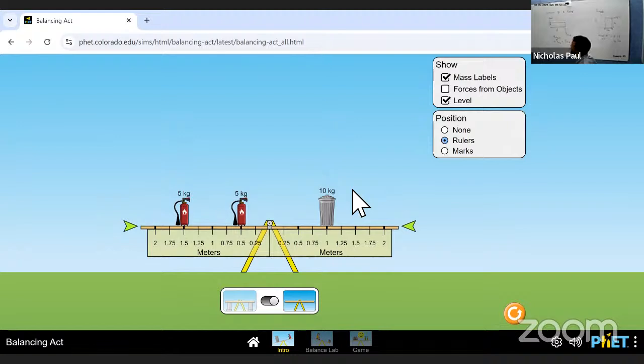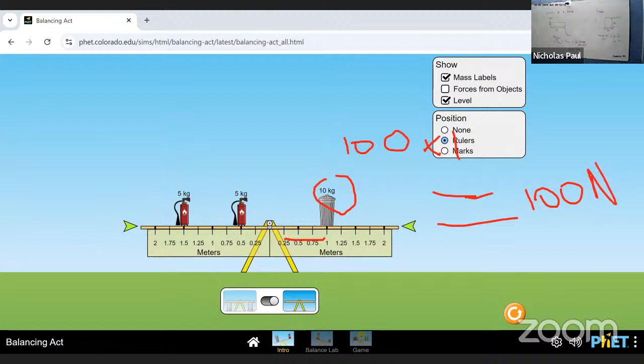Very good. It has plenty of options, but that's one of the options. What's the moment on the right side? It's 100, because it is this here, which is 100, multiplied by the distance here, which is 1.